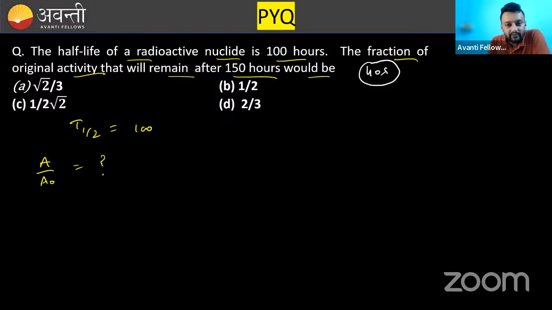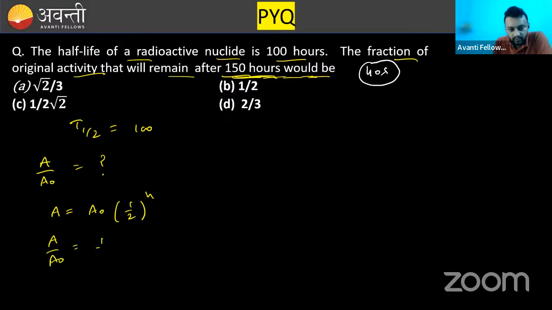They are asking after 150 hours. So you can write it as A is equal to A naught 1 by 2 raised to the power n. You have studied that N is equal to N naught 1 by 2 raised to the power n, and I told you in the previous slide that N and A can be replaced in the formulas. So A upon A naught is equal to 1 by 2 raised to the power n. Now the thing is, what is n?